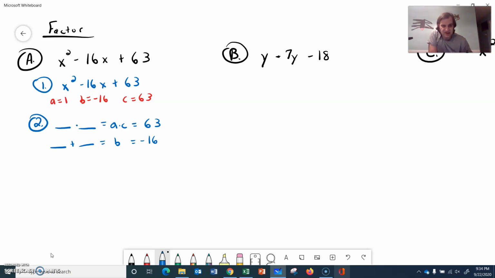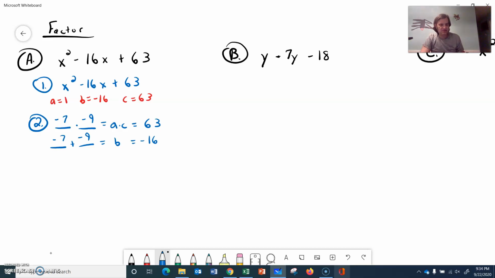So two things that multiply to give you 63. From your times table, the first thing that jumps out is 7 and 9. Do those combine to give you 16? The answer is yes, but we need to make sure we do it right. So since they both have to be negative, we'll use negative 7 and negative 9.